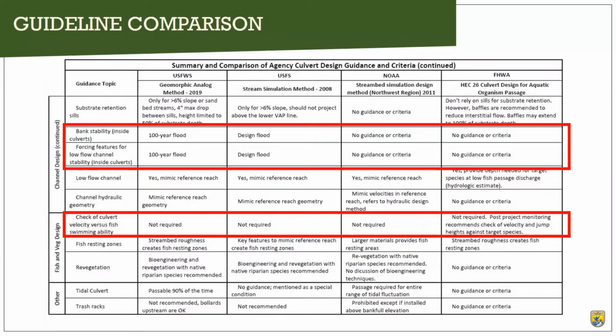And in order to maintain that bankfull channel geometry, we want to make sure that our banks are stable, so they're designed for the 100-year flood, and any other forcing features that we're using to maintain, say, the low flow channel stability, which Bill's going to talk about in his presentation, are also designed for the 100-year flood. I also want to point out that with all of these design methods, a check of the culvert velocity versus the fish swimming ability is not required, because we are emulating the natural stream conditions.